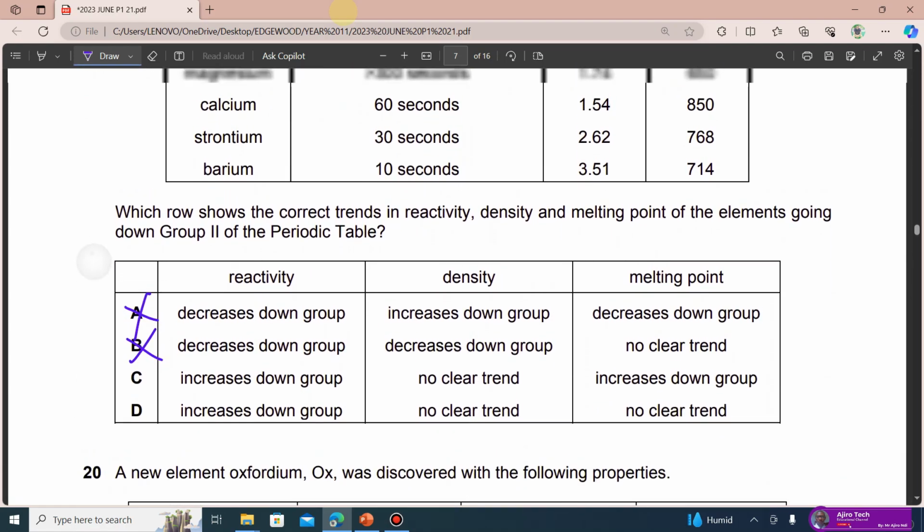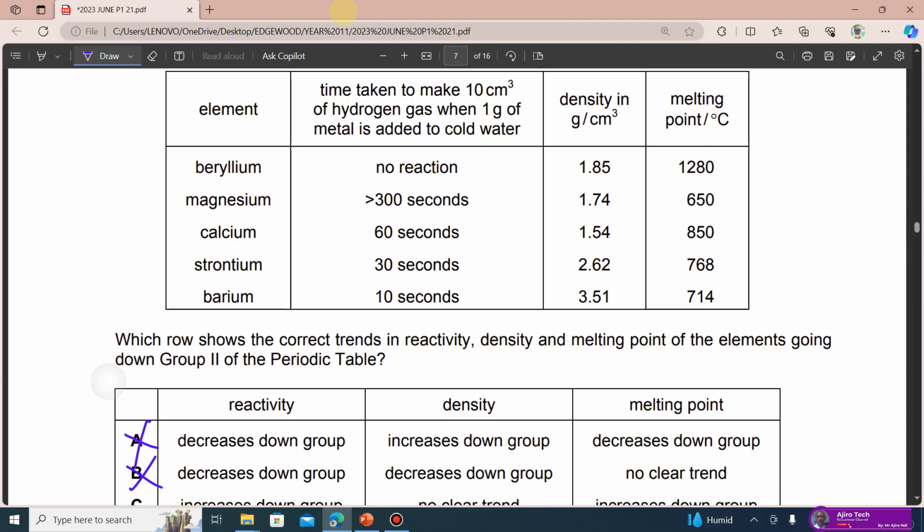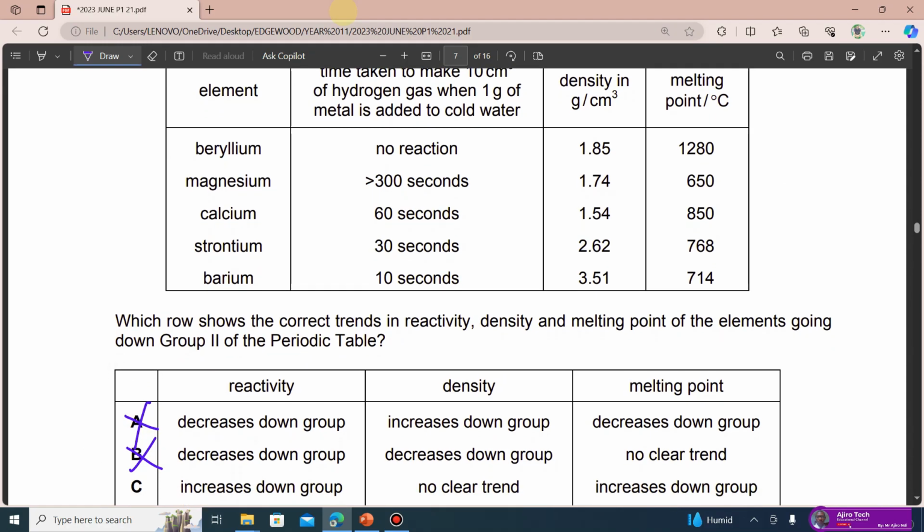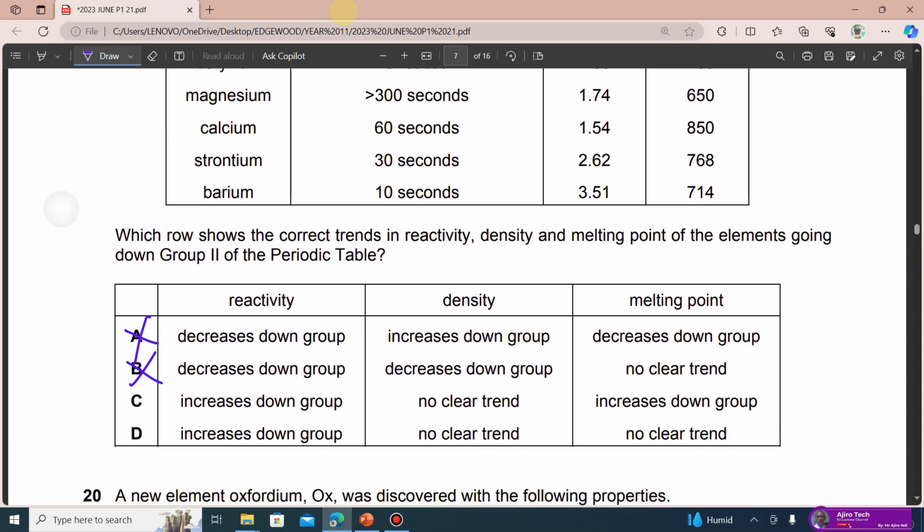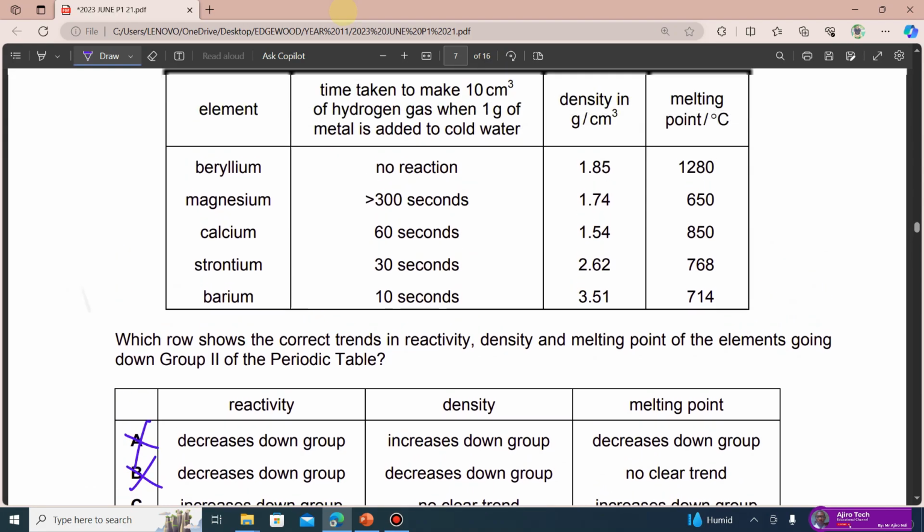If we go to density, the density is 1.85 for beryllium, 1.74, it's more like decreasing to 1.54. Then when it gets to strontium, it rises up to 2.62. And then when it gets to barium, it rises up to 3.51. So there's no clear trend for the density.